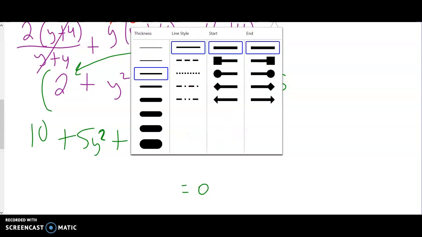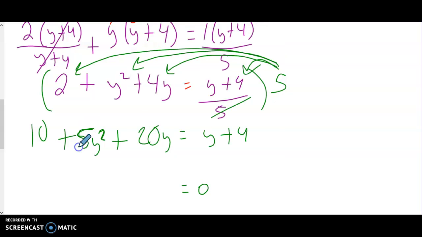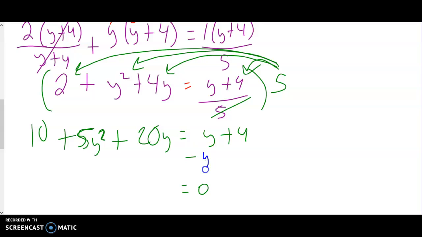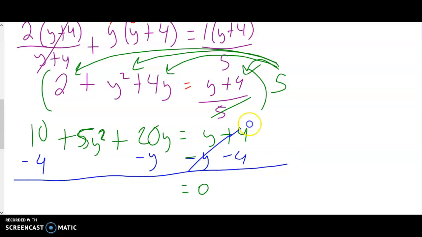So, I'm going to leave my leading coefficient positive, which in this case is 5y squared. So I'm going to send these terms over. Minus y, minus y, minus 4, minus 4. And what is the result? 5y squared. 20y minus y, that's 19y. And 10 minus 4 is 6.